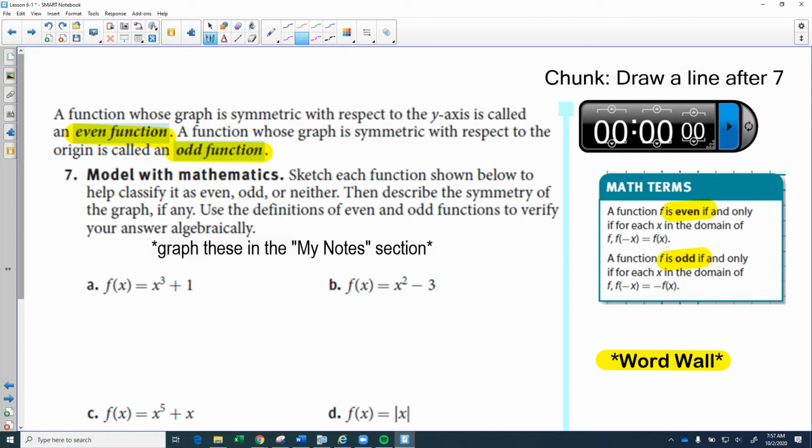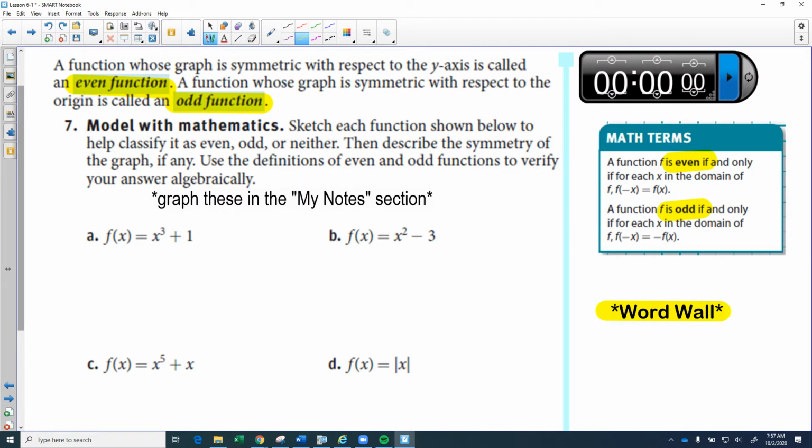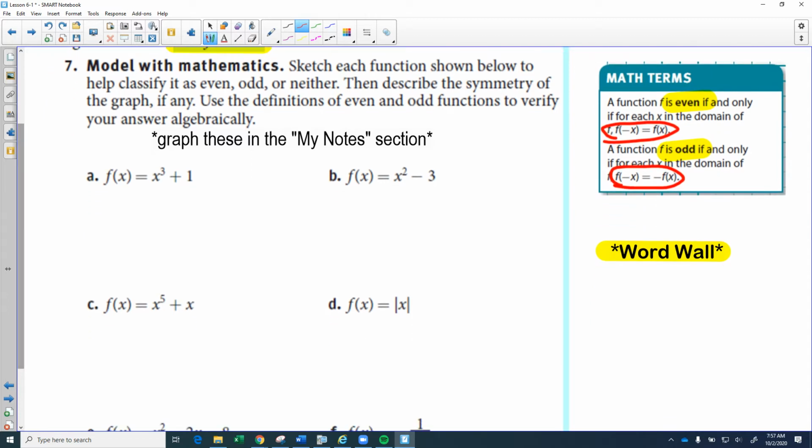So if I want to start off, odd and even functions are basically defined by these two values. An even function: if I were to plug a negative x in, I would get a positive answer. For an odd function, if I were to plug a negative x in, my y should also become negative. So really, if I'm trying to test for even or odd, I'm just going to test to see if either of these values work. So if I look at letter A here, x cubed plus 1.